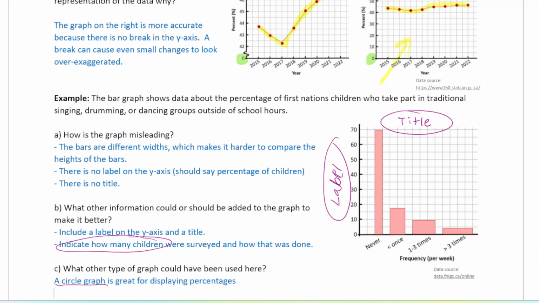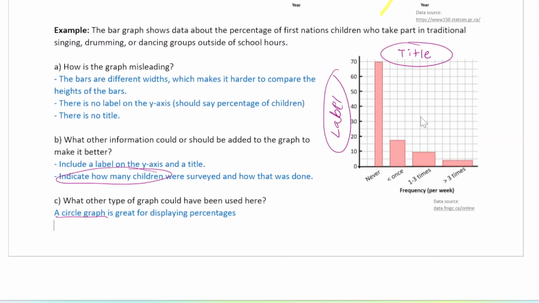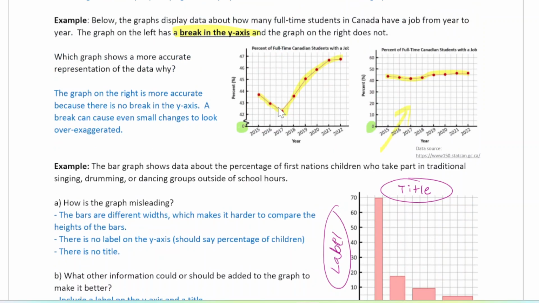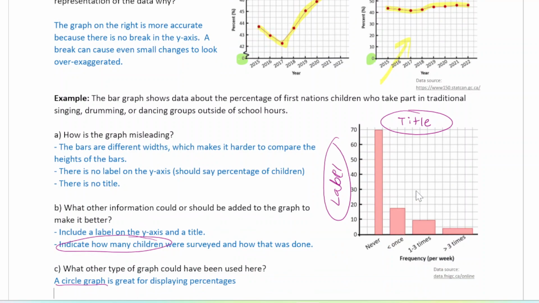Okay, so the two main types of graphs we looked at here are line graphs and bar graphs. If you're doing a line graph, make sure you start at 0 and you don't have a break in your y-axis. Otherwise, your data is going to look really misleading. And if you're doing a bar graph, make sure you have titles, labels, and all the bars are the same width so they're easy to compare.